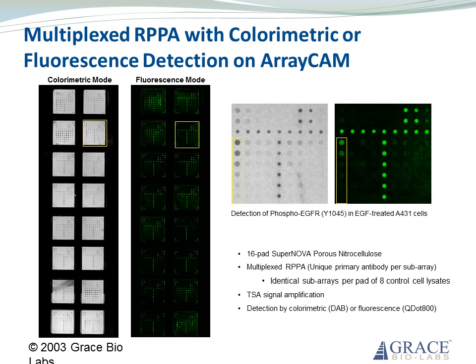The optics on ArrayCAM can be used for multi-mode detection. Here is an example where identical RPPAs were performed with either fluorescence or colorimetric endpoints and imaged sequentially on the ArrayCAM in 2 functional modes. In this particular case, an 8-plex biomarker panel was assayed in duplicate on 16-pad PNC slides.